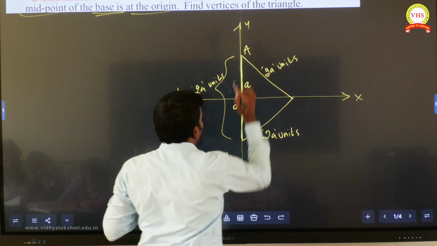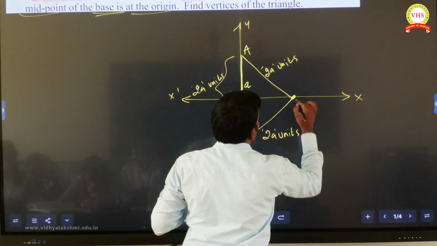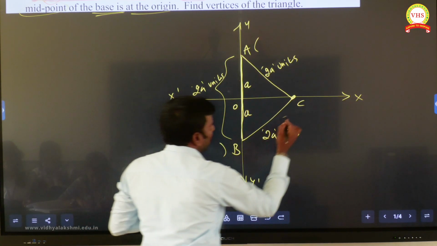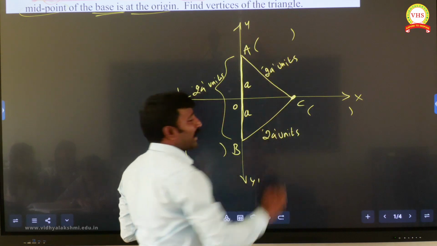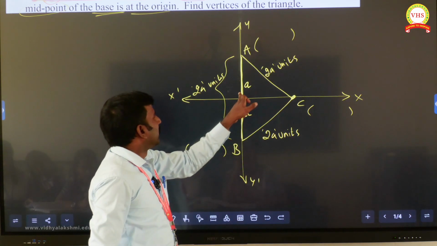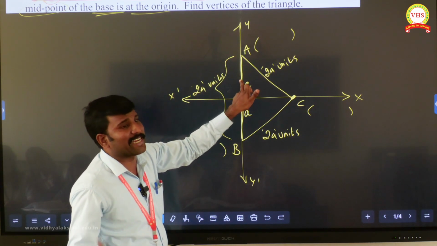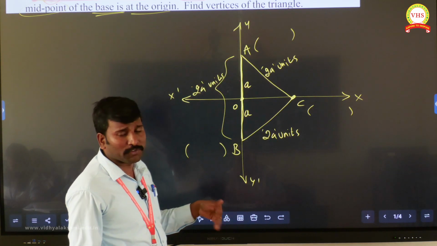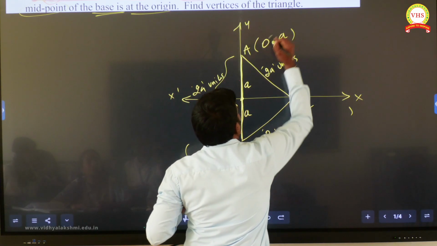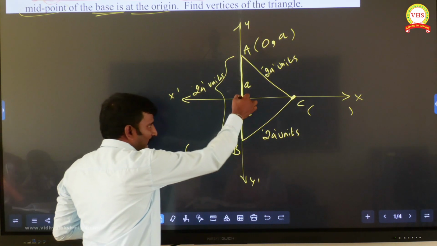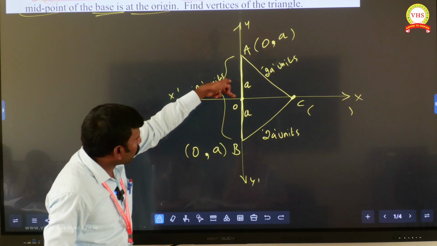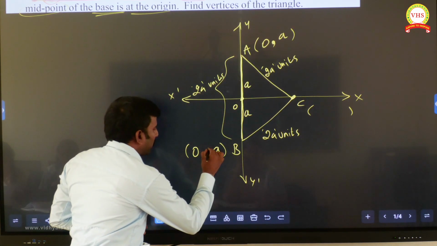Suppose this is my A point, B point, and this is my C point. Vertex A, what will it be? Vertex B, what will it be? Vertex C, what will it be? Everything we have to find. Shall we go? Listen. From the origin O, the vertex A is at a distance A. Any point on the y-axis has x equal to 0. Then this is 0 comma A. Like that here also it has length A, then 0 comma A. But OB is in the negative direction, so we have to give minus A.